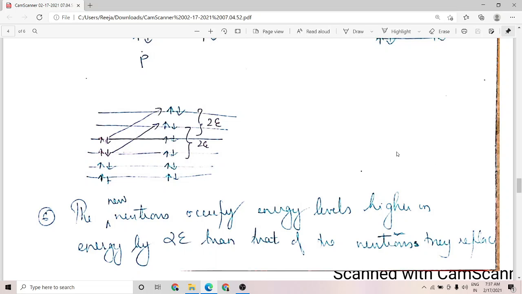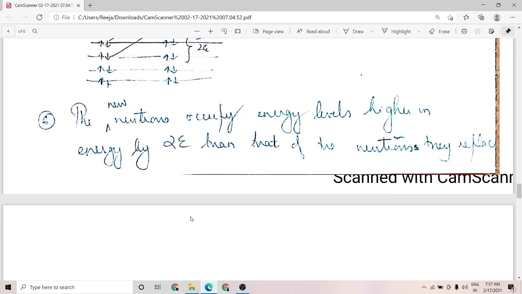Here, the new neutrons will occupy, so these are the new neutrons, these two and these two. The new neutrons will occupy energy levels higher in energy by 2 epsilon than those of the protons that they replaced. That is, these 2 protons were replaced by these 2 neutrons. Now what is the energy difference between them? This much is epsilon and this much is again epsilon, so the energy difference between them is 2 epsilon. Again, these 2 protons were replaced by these 2 neutrons, and again the energy difference between them is 2 epsilon. So the new neutrons occupy energy levels higher in energy by 2 epsilon than that of the protons they replace.